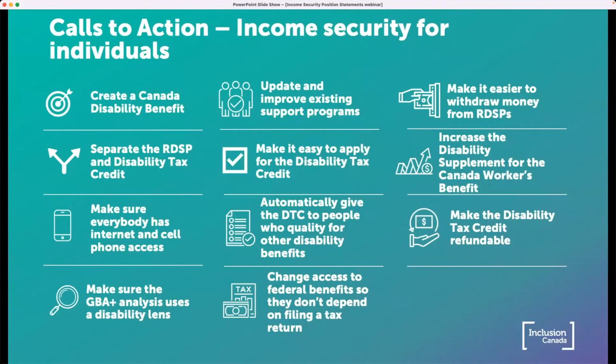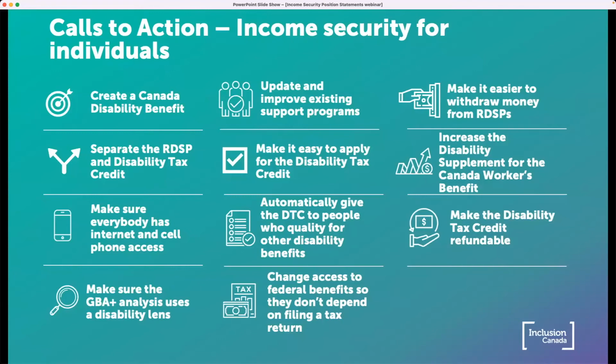We know that many provincial and territorial benefits are clawed back if a threshold of employment income is earned, and in many places that threshold is much, much too low and can be a disincentive for people to go out and work.